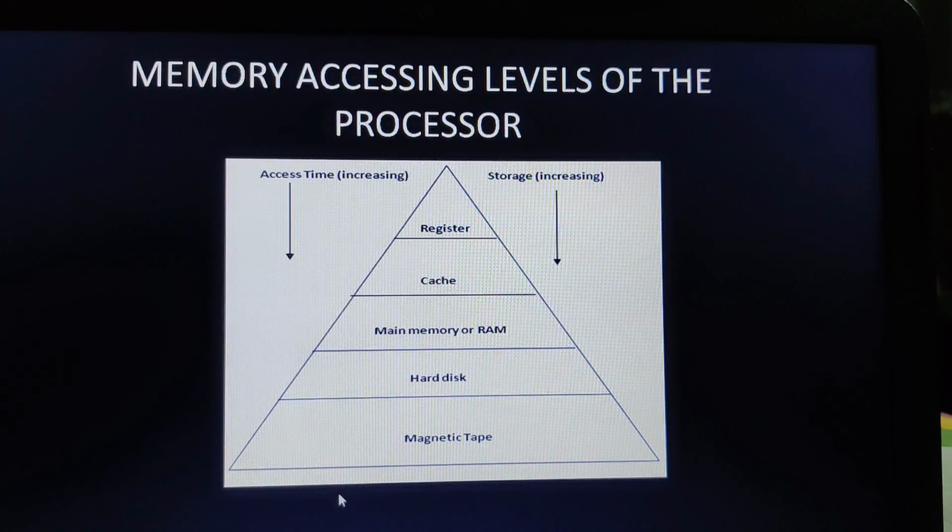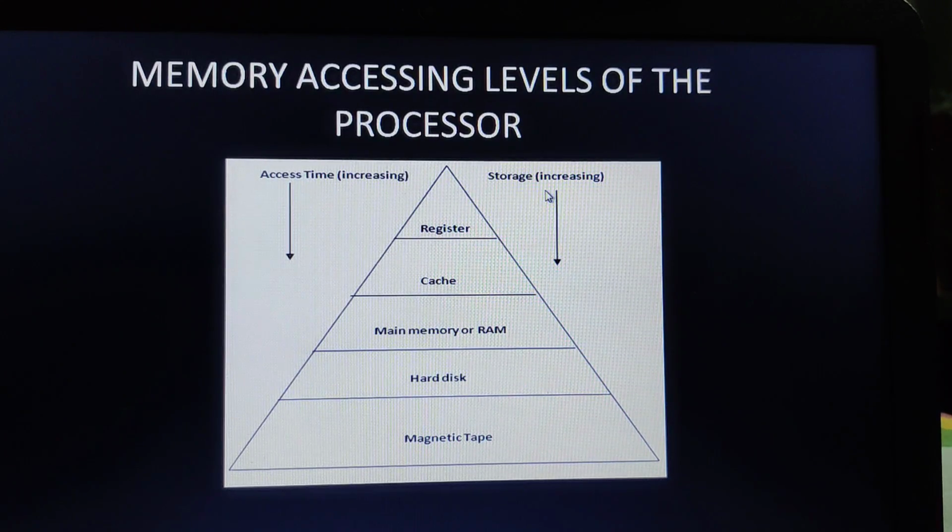Now moving on to the next, memory accessing levels of the processor. Here you can see, firstly, the register access timing. We have registers, cache memory, and main memory or the RAM. All these come under internal memory. Hard disk and magnetic tape come under external memory, or you can also say secondary storage devices. We have the internal hard disk also.